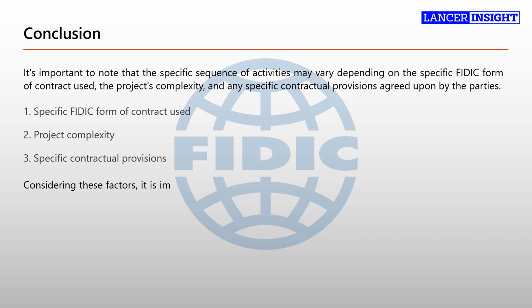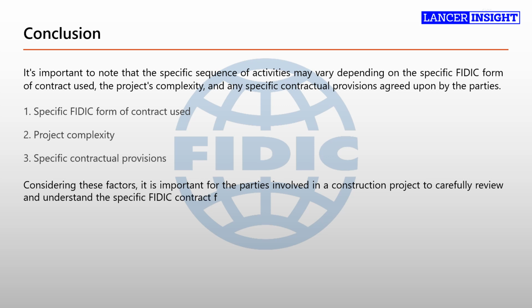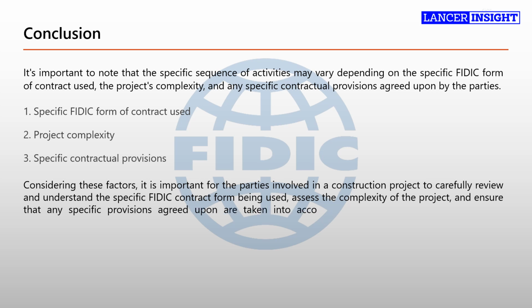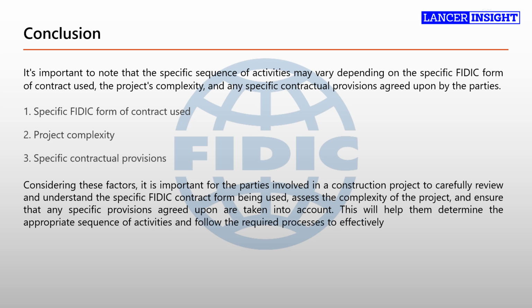Considering these factors, it is important for the parties involved in a construction project to carefully review and understand the specific FIDIC contract form being used, assess the complexity of the project, and ensure that any specific provisions agreed upon are taken into account. This will help them determine the appropriate sequence of activities and follow the required processes to effectively manage and complete the project in accordance with the contract.